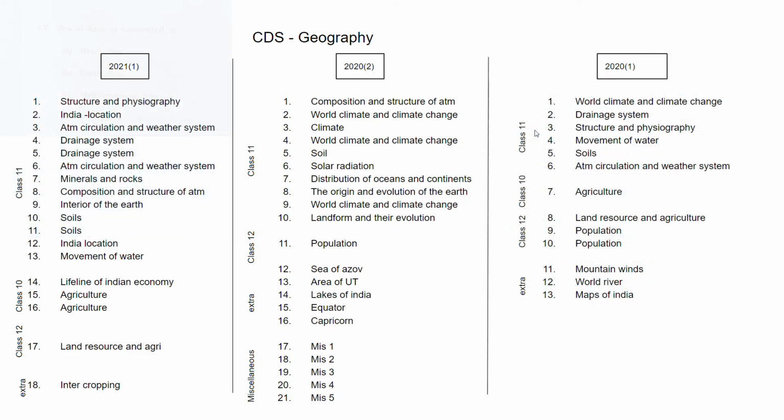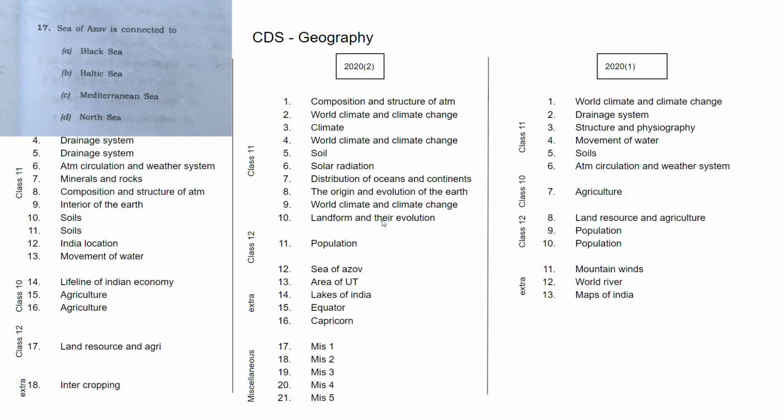Next questions are from extras. Extra questions are the questions which are not asked from NCERT. There is no mention of these topics in NCERT, but they come in the paper. I will talk later about how to tackle these questions. Now, Sea of Azov is connected to the Black Sea, but we will see how to solve this kind of question.